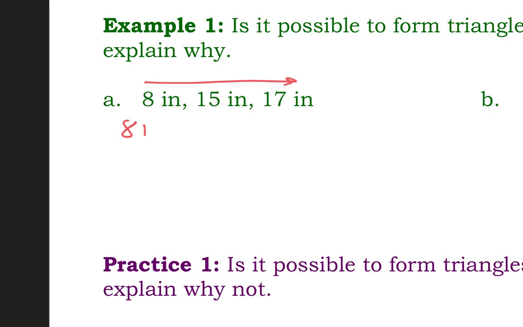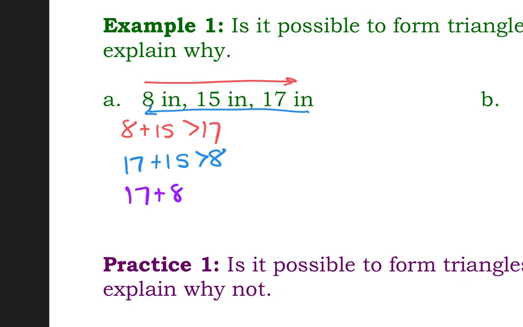So I'm going to do 8 plus 15 is greater than 17. And then I always write it backward, just to show you my process, is greater than 8. So the numbers going forward, the numbers coming backward. And then I always do the last two: 17 plus 8, and that has to be greater than the only number that's not on the right side, which is 15. So each number at some point is on the right side to compare to.